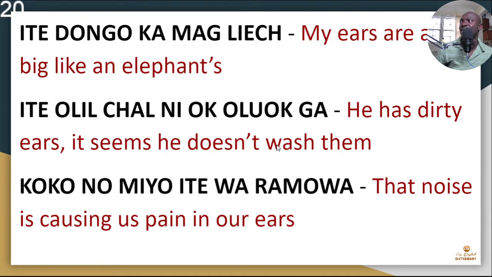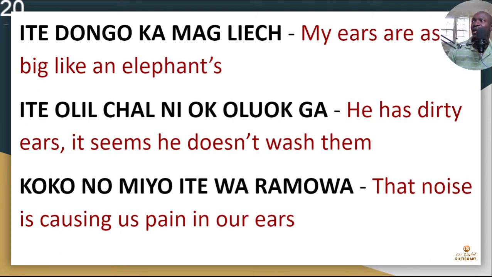You can always type the sentences on the chat box. And let's move. Ite dongo ka mag liech. That means that his ears are as big as those of an elephant. Ite dongo ka mag liech.